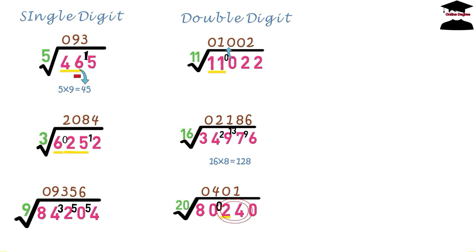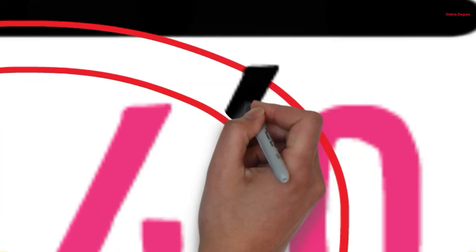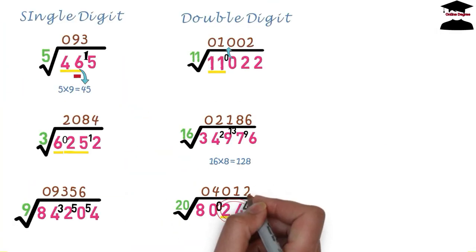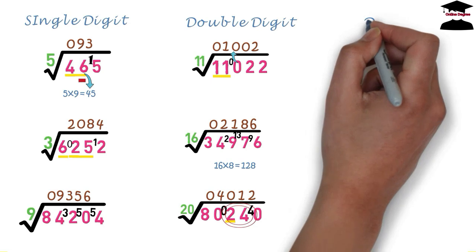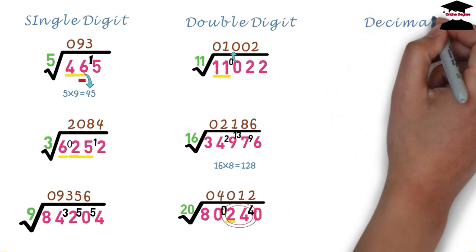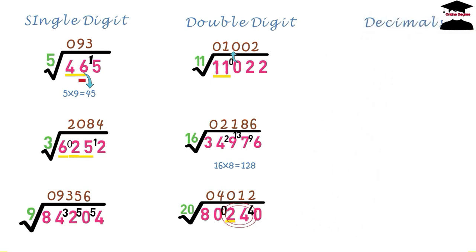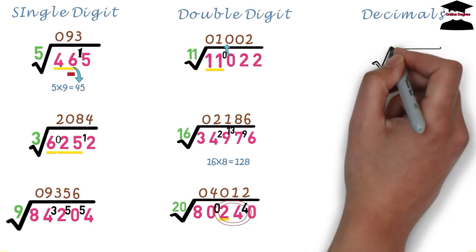24, 20 times 1 is 20, 24 minus 20 is going to be the 4 remainder, which I'm going to add with my 0. That will make 40. Now 40 we know, 20 times 2 is going to be 40. See, this is a really easy trick. All you need is to know your times table very well and a bit of mental calculation.